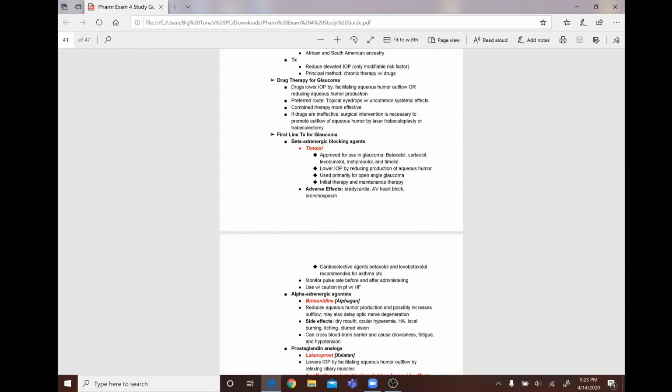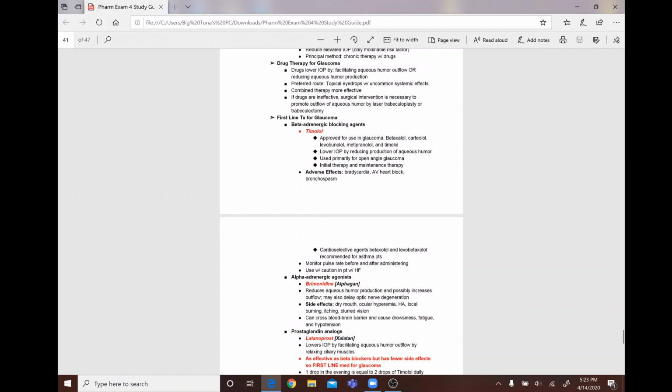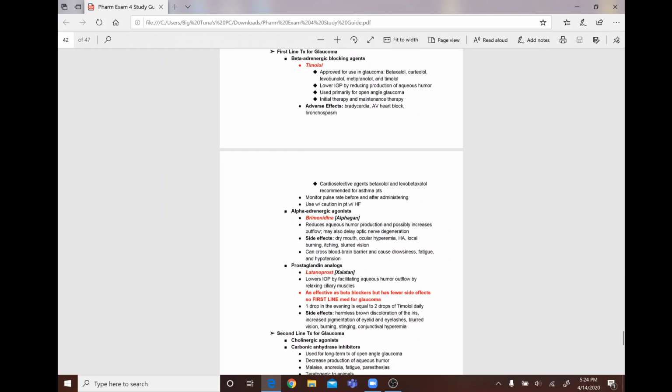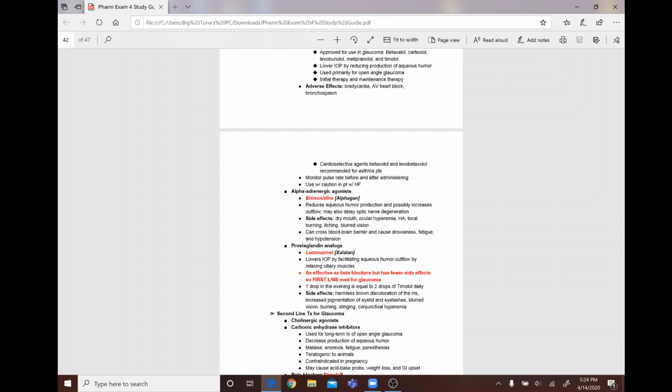What is the mechanism of action of timolol? Lower IOP by reducing production of aqueous humor. What are the adverse effects of timolol? Bradycardia, AV heart block, bronchospasms. What are we monitoring when we're using timolol? Heart rate before and after administering. What patients do we have to be cautious with when they're taking timolol? Patients with heart failure.